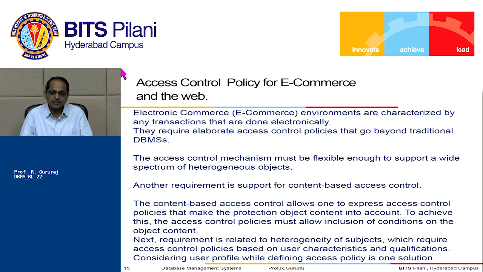Content-based access control allows one to express access control policies that take the protection object content into account. To achieve this, the access control policies must allow inclusion of conditions on the object content, meaning that a user is allowed to access a given particular object based on the content of the object. Okay, that is very, very important.